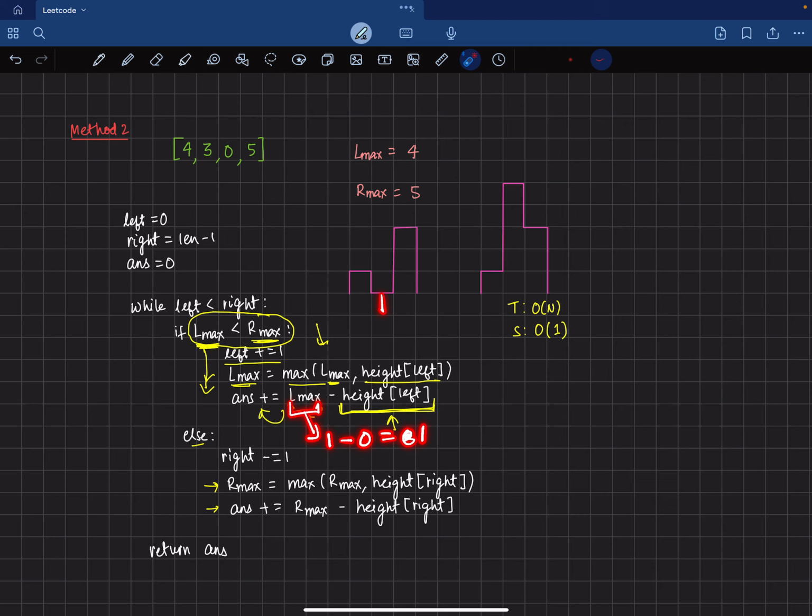0, right? So it will be 1, correct? For this case, left max is 1, height is 0. So the amount of water that will be stored will be 1 unit, okay? But what will happen if instead of an elevation of 0, I do have some sort of elevation like this one? What will happen then?